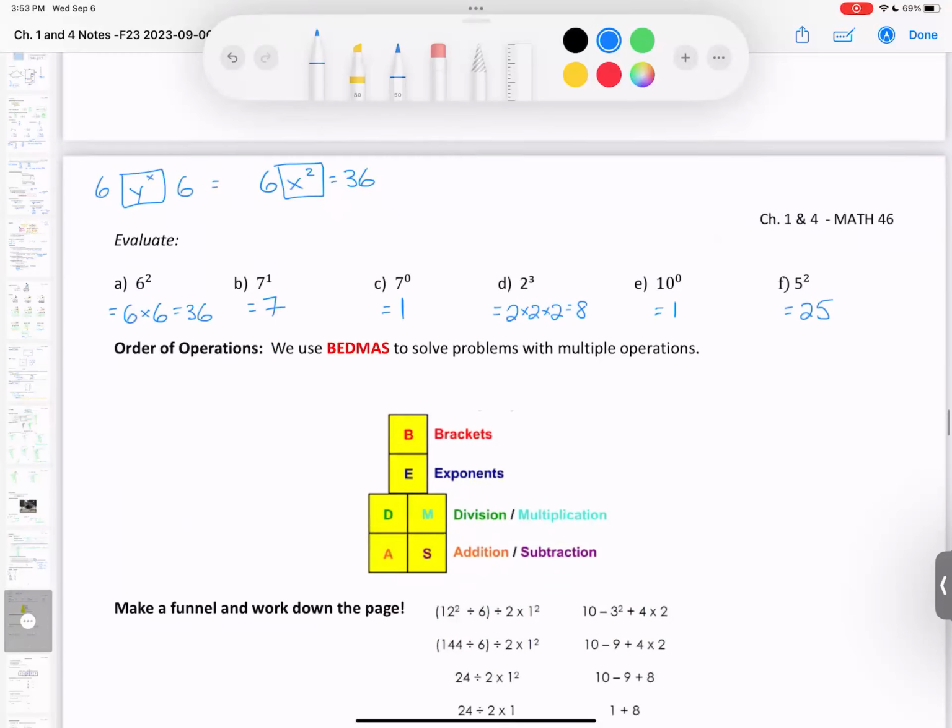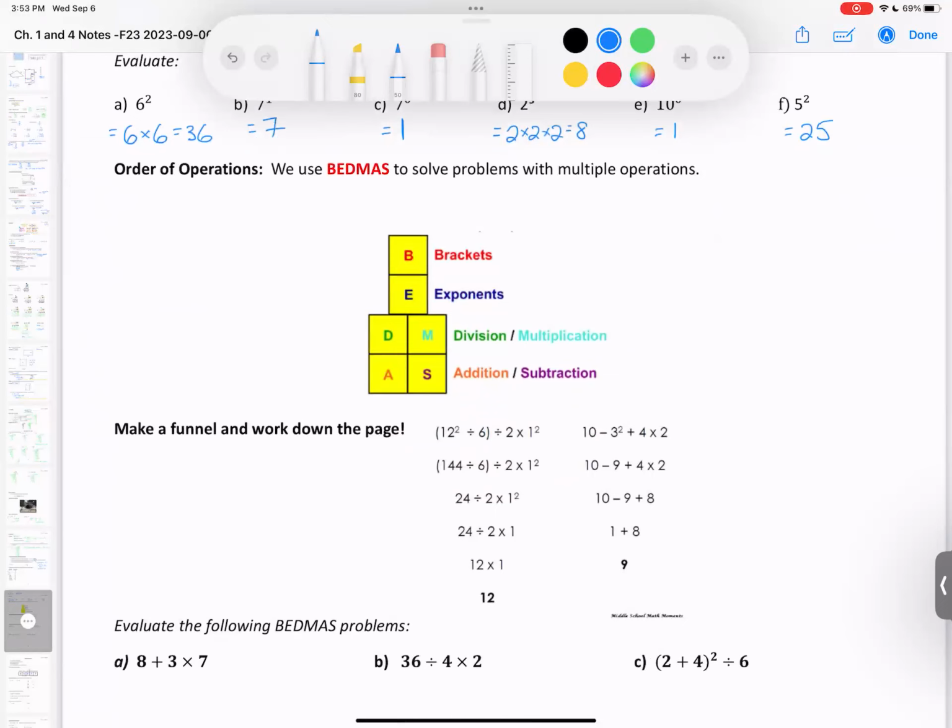All right, the next thing we want to talk about is order of operations. So sometimes we have multiple operations that we're doing on a problem, and we need to know what to do first. Order sometimes matters. This little diagram here shows you what to do first. So the very first thing you want to do with a problem is anything that's stored in brackets. Okay, so that's our B. Then we move down to E. This is going to spell BEDMAS, by the way. So we've got brackets, we deal with those first.